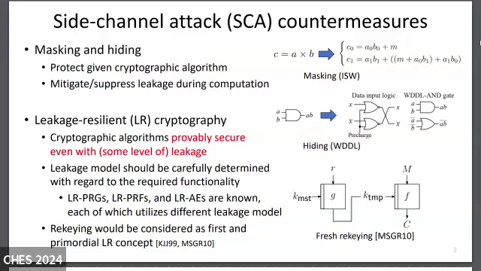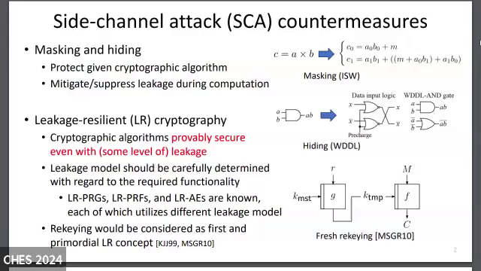In contrast, leakage-resilient cryptography is another concept of side-channel attack countermeasures. In this concept, we design and utilize cryptographic algorithms with provable security in the presence of some levels of leakage based on the leakage model. Here, the leakage model plays an essential role for the provable security and its practicality. Therefore, we should carefully determine the leakage model with regard to the required functionality and security goal. So far, LRPRG, LRPRF, and LRA have been developed, each of which utilizes a different leakage model to achieve its functionality and security goal.